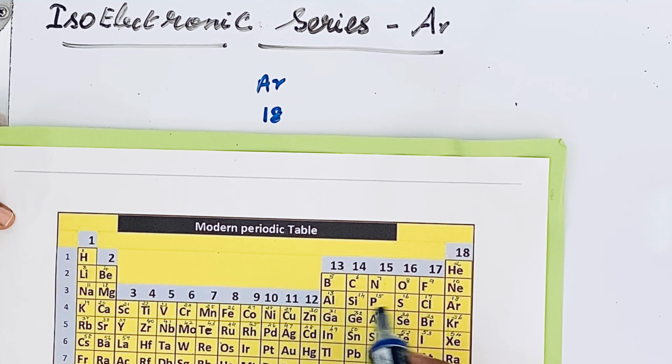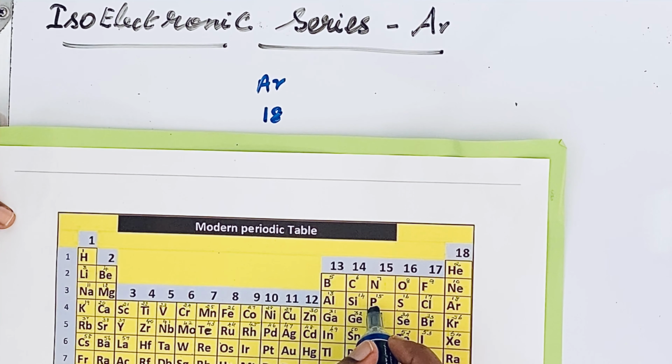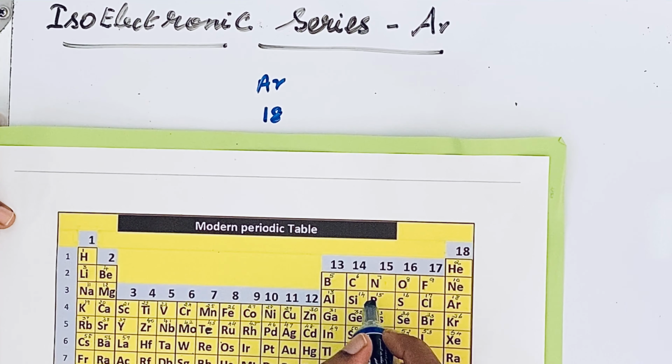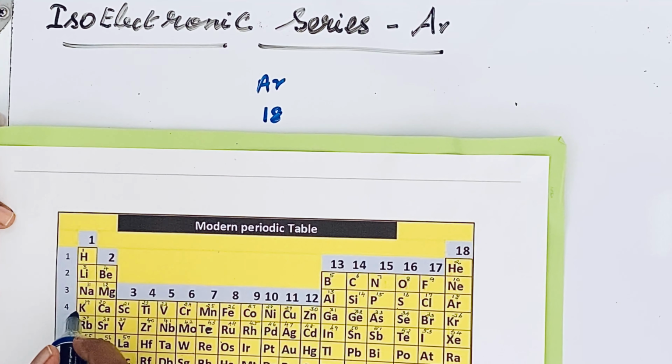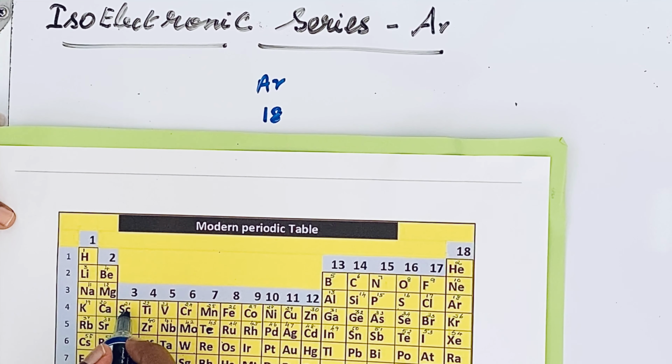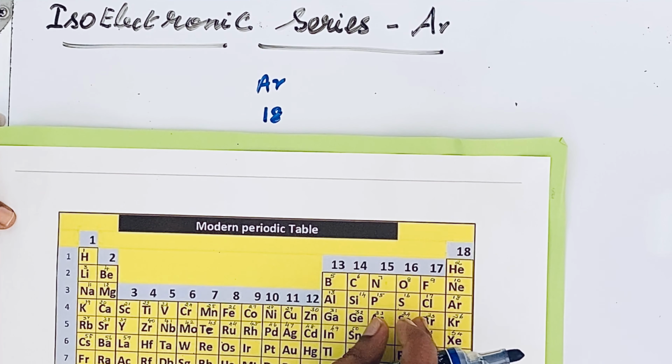So for example, if you see here, phosphorus, sulfur and chlorine are non-metals which are present just before argon. Potassium, calcium and scandium are metals which are present after argon. So we are going to use those elements for making the isoelectronic series here.